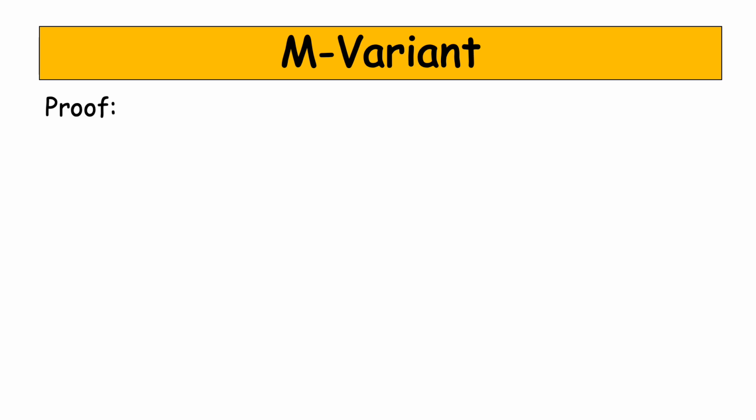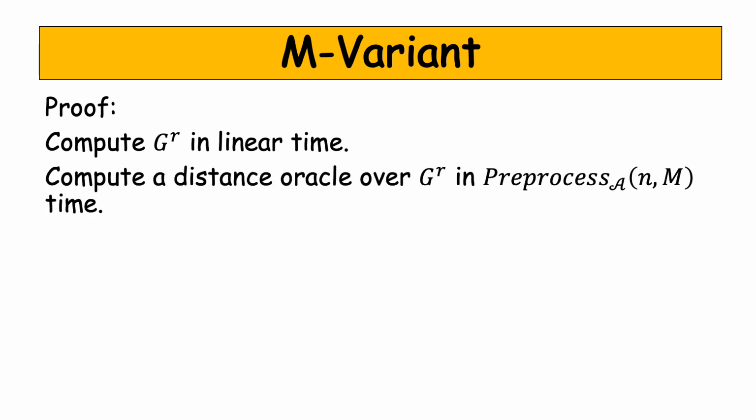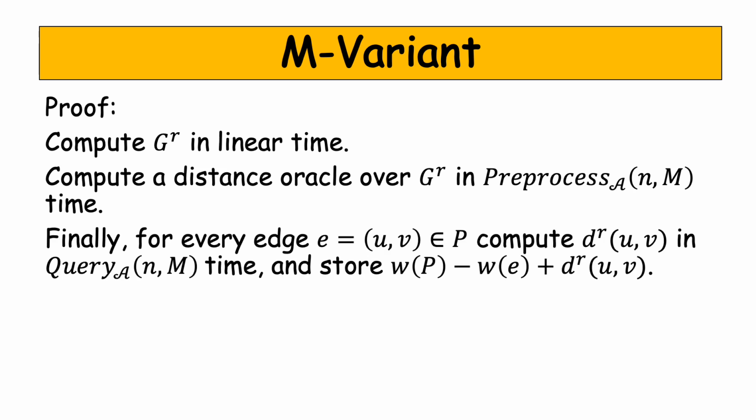So why is this true? We just need to summarize everything we've seen so far. We compute GR in linear time, then we compute the distance oracle for the graph GR in pre-process time, and finally for every edge UV in the path P, we compute the distance from U to V in the graph GR in query time and store the value: the weight of P minus the weight of E plus the distance from U to V in the graph GR. And as we've seen before, this value is equal to the distance from S to T in the graph G minus E.